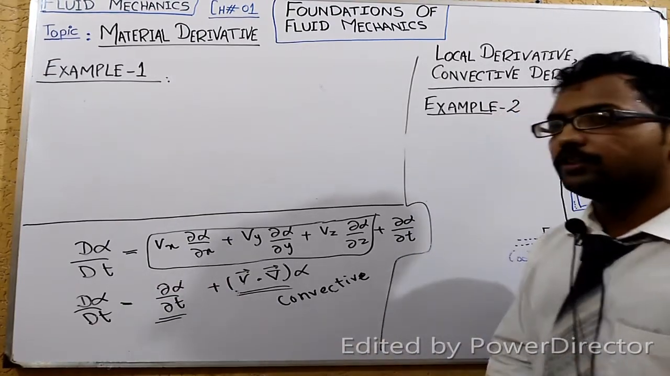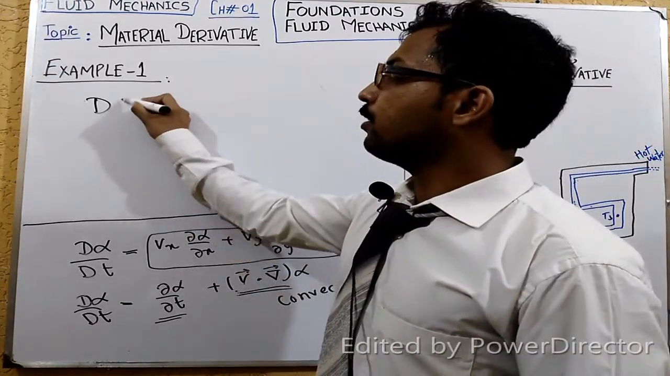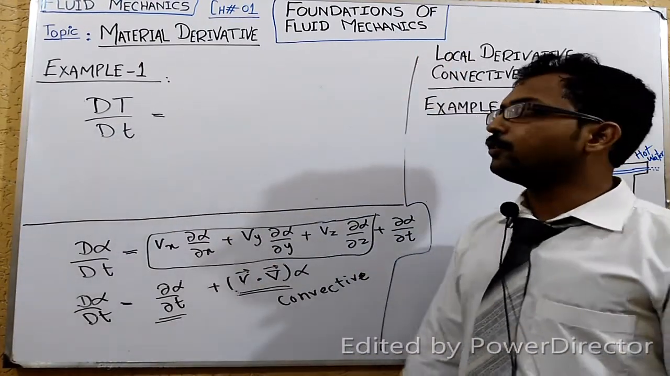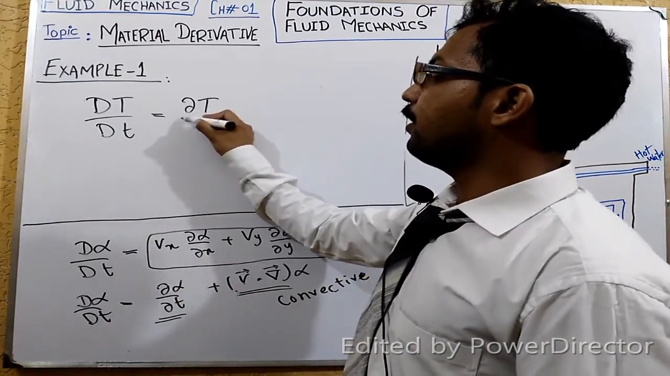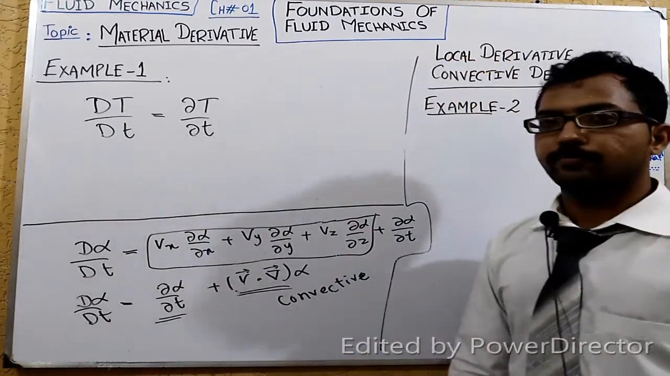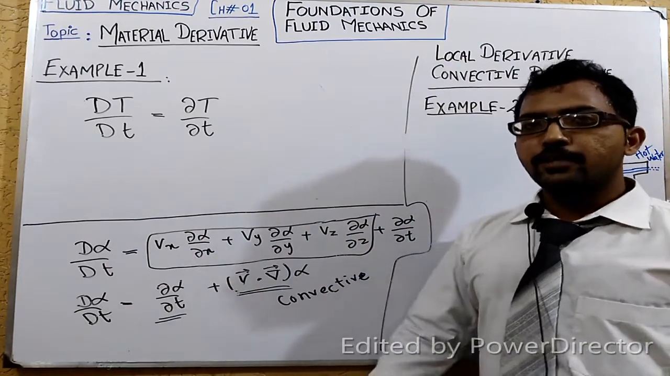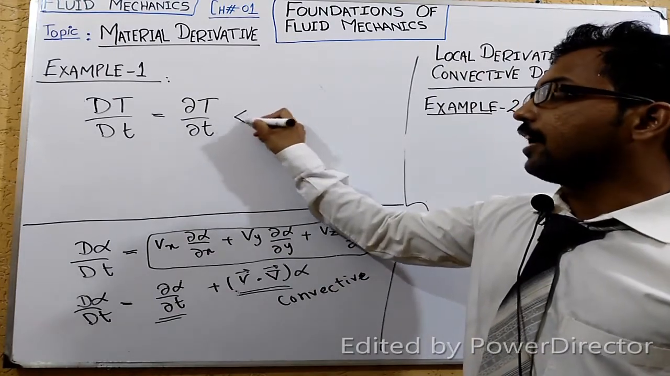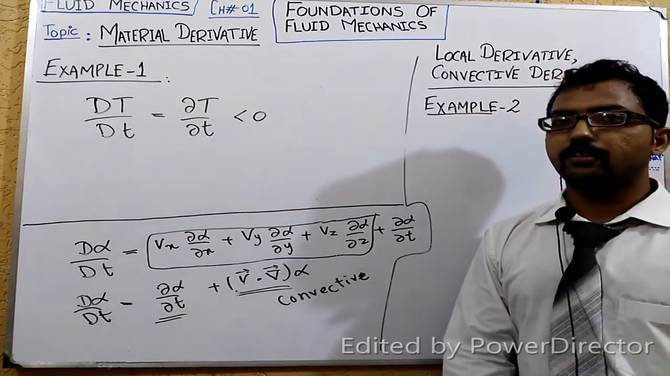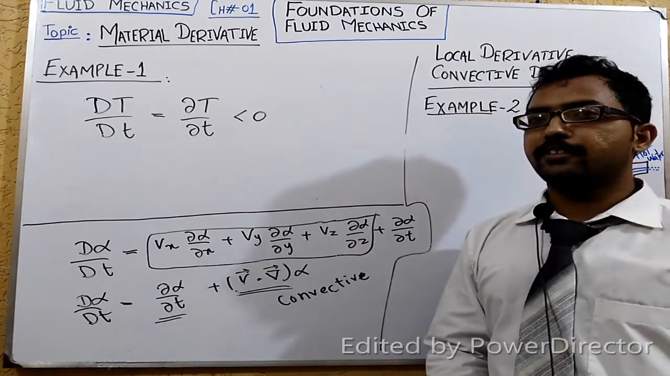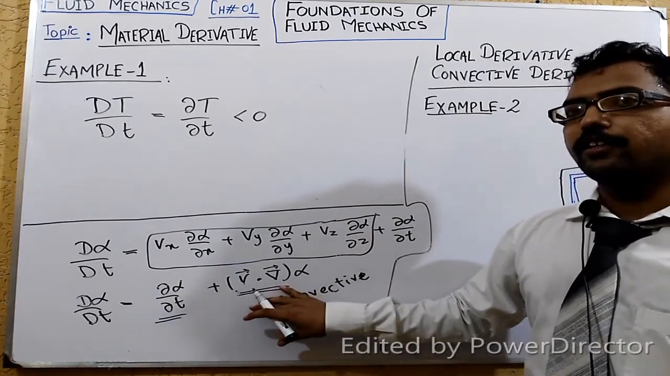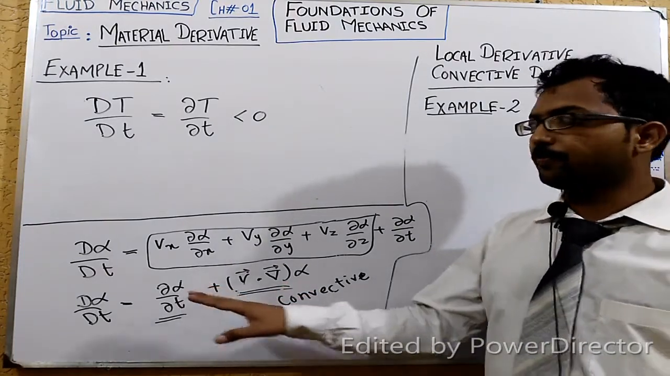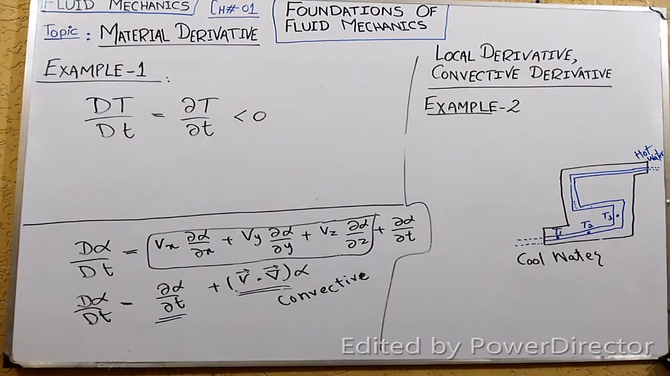So from this equation, the total derivative of temperature T is equal to the local derivative of the temperature. Since the tea cools down, this partial derivative is negative. This example expresses the fact that even if the fluid is not moving, there is a change in the temperature with time t. Let me move to the second example.